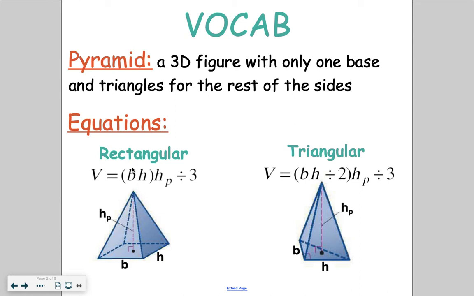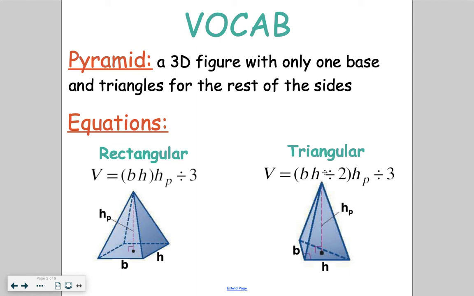For the rectangular pyramid, the volume formula is going to be (base times height), in parentheses, times the height of the pyramid, divided by 3. This base times height is going to be the area of this bottom figure. Since the bottom figure is a rectangle, we have base times height as its area.